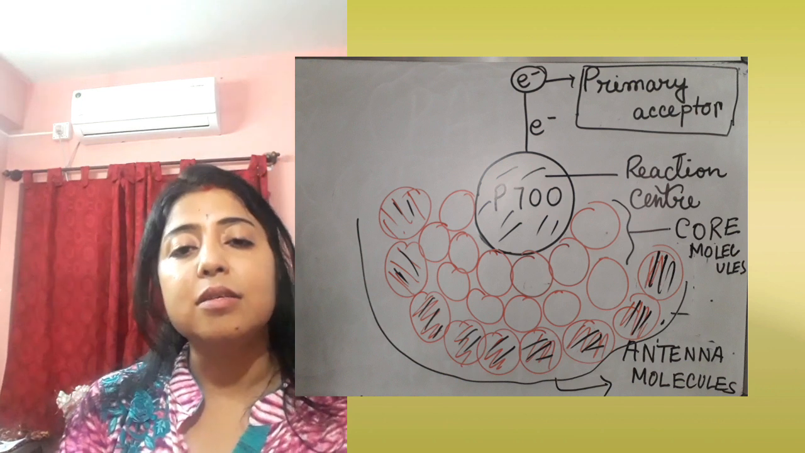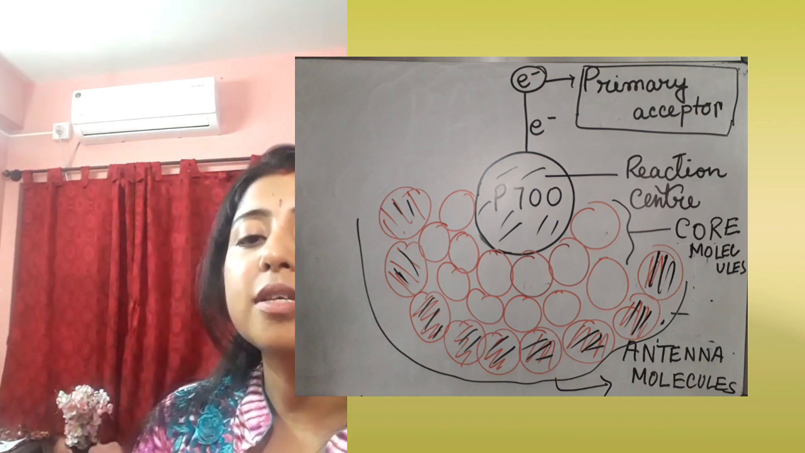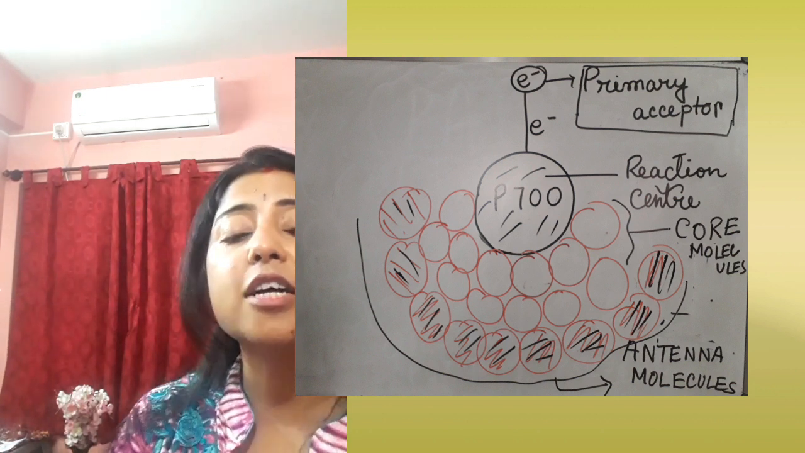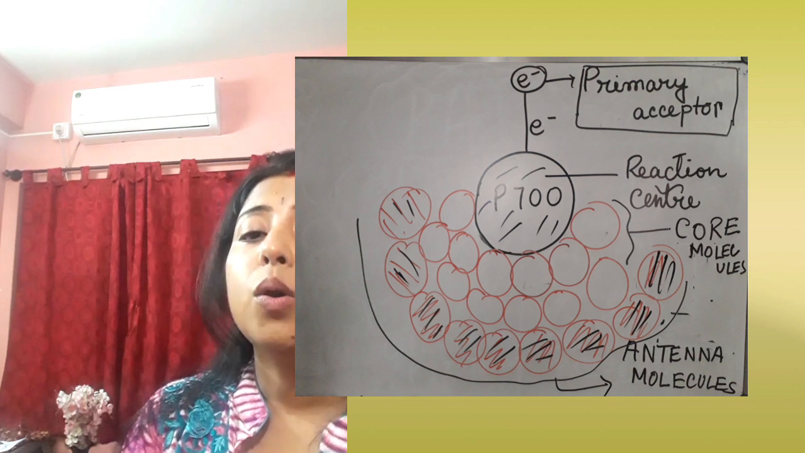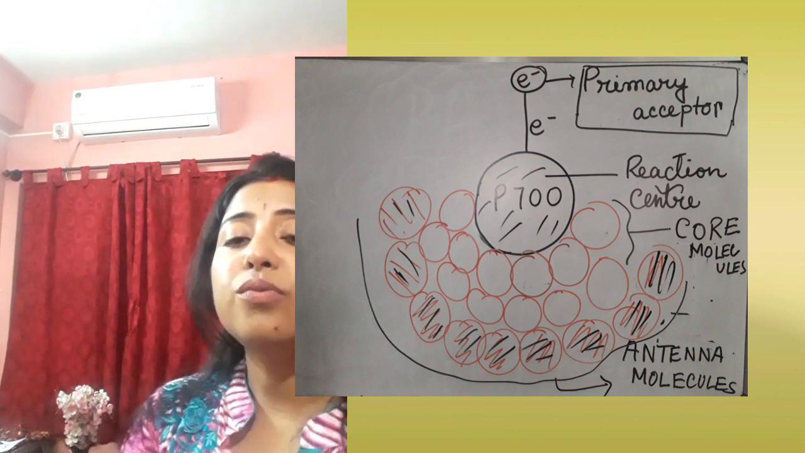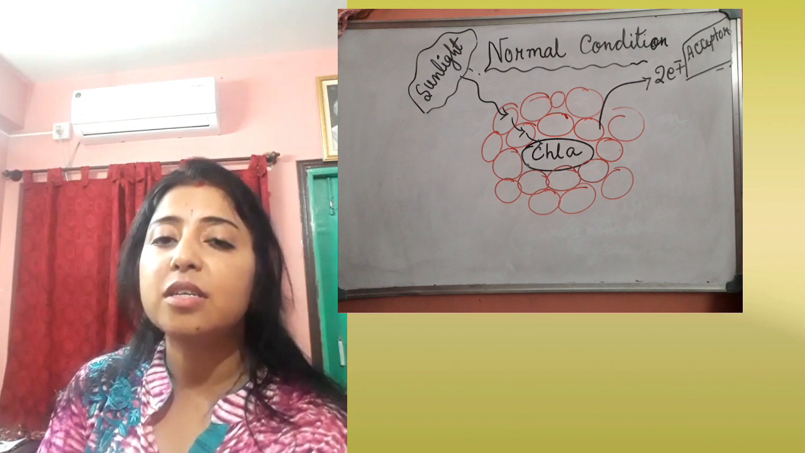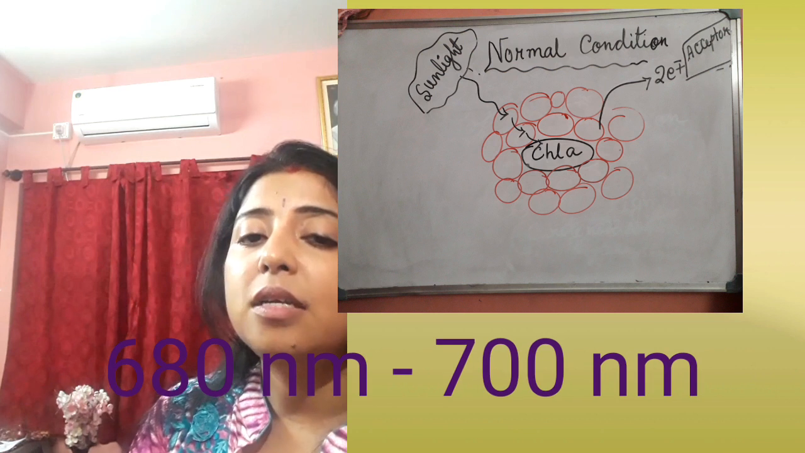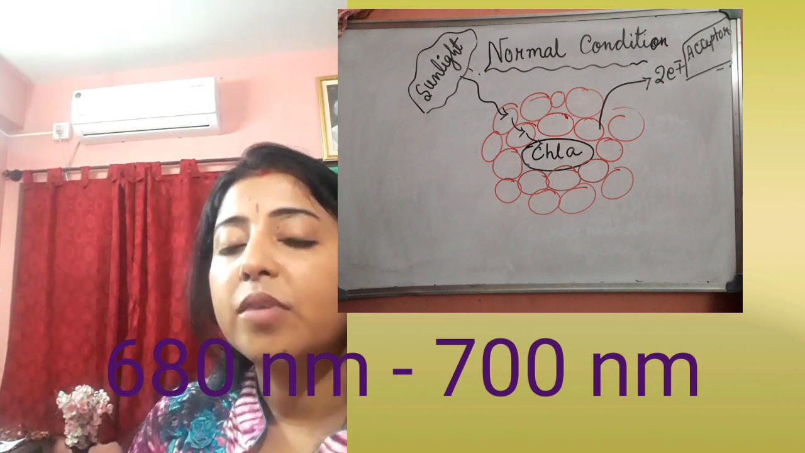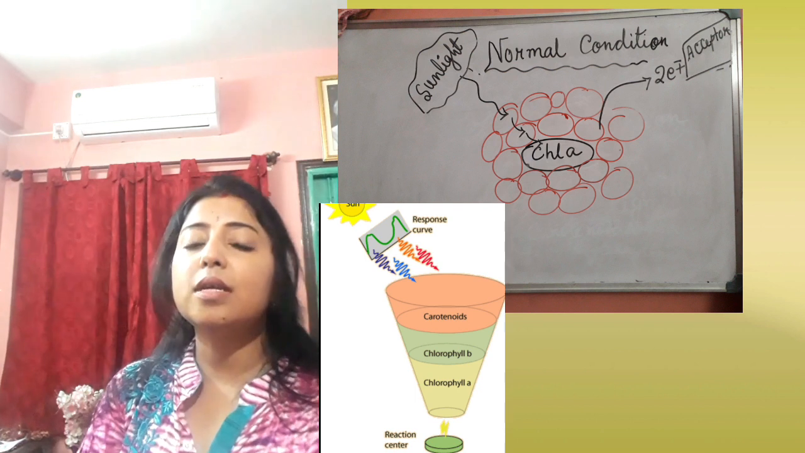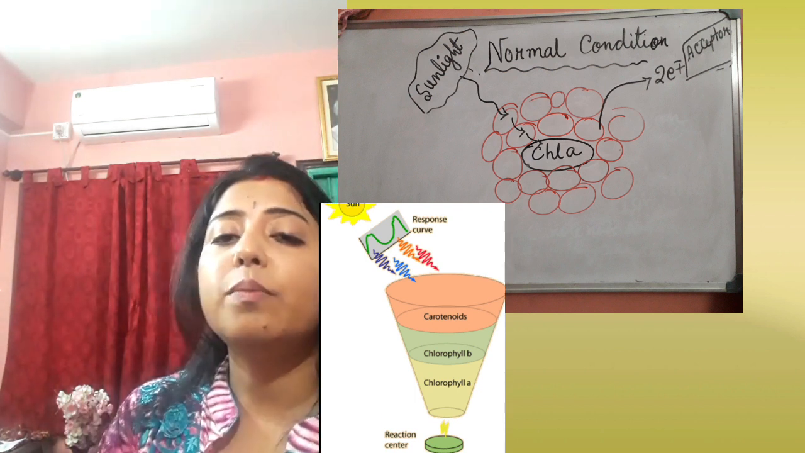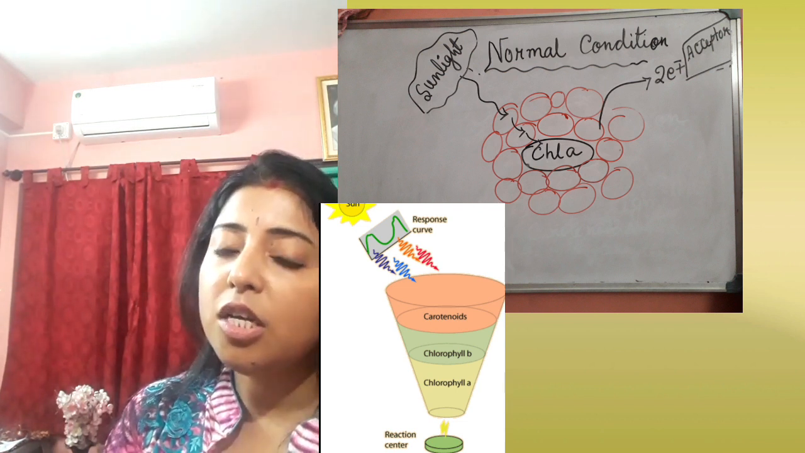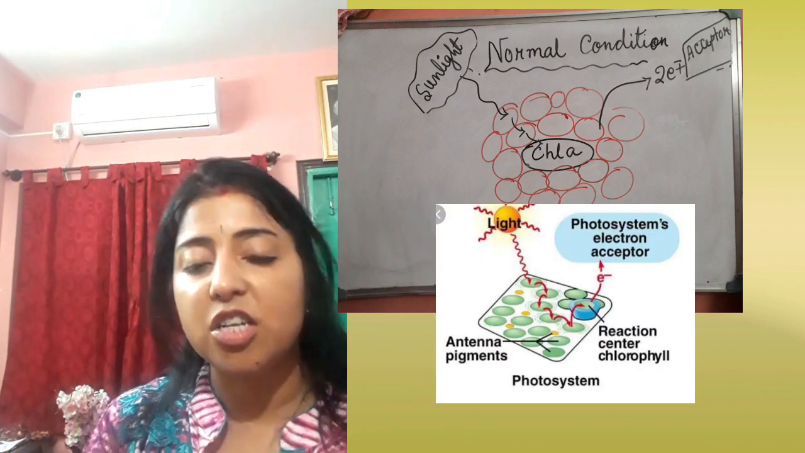So while the sun rays, basically the photon rays, fall on these accessory pigments, they will be energized and they will pass this energy to the reaction center, that is chlorophyll A. This chlorophyll A will be activated by the photon rays, and this wavelength ranges between 680 to 700 nm. While they are activated, they will release two electrons, and these electrons will be accepted by the primary acceptor molecules. Clear? This happens in the cell in normal condition.